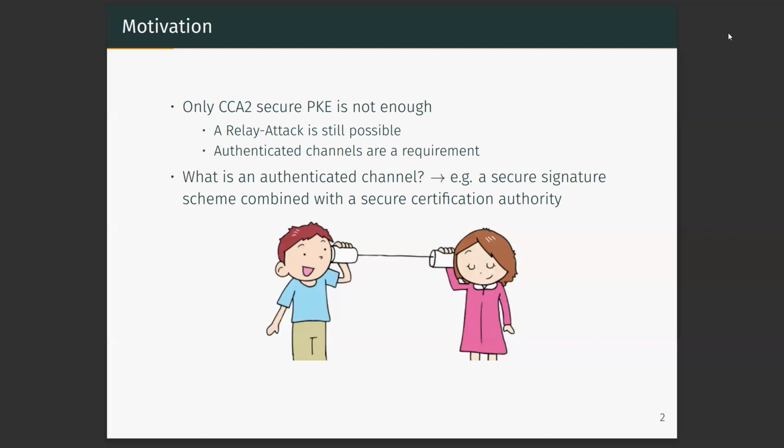Please note that already here it is required that the encrypted message, the plaintext, is concatenated by some form of sender identity or any other binding to the authenticated channel. So how are authenticated channels constructed? For this presentation, it's sufficient to know that an existential unforgeable chosen message attack secure signature plus some secure certification authority is enough. Just think about it as some form of signcryption constructed in the form of encrypt-then-sign.